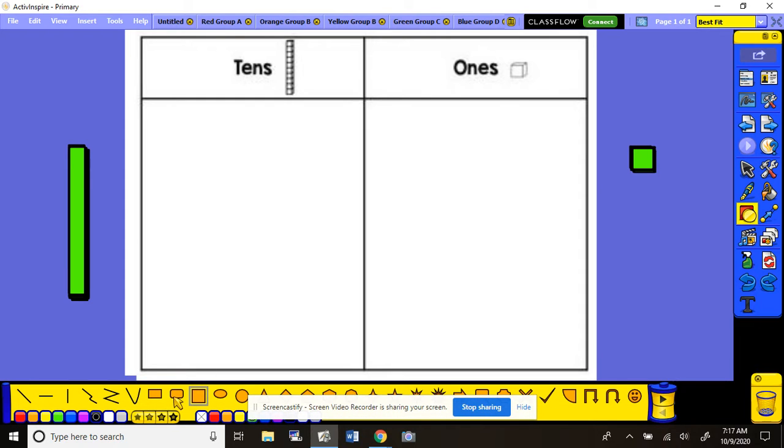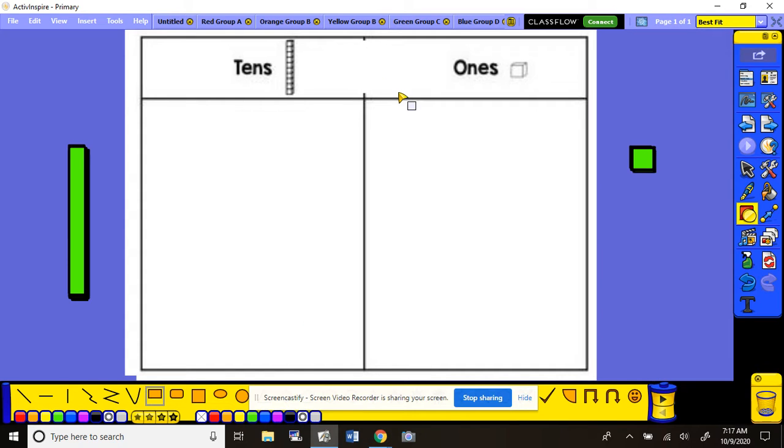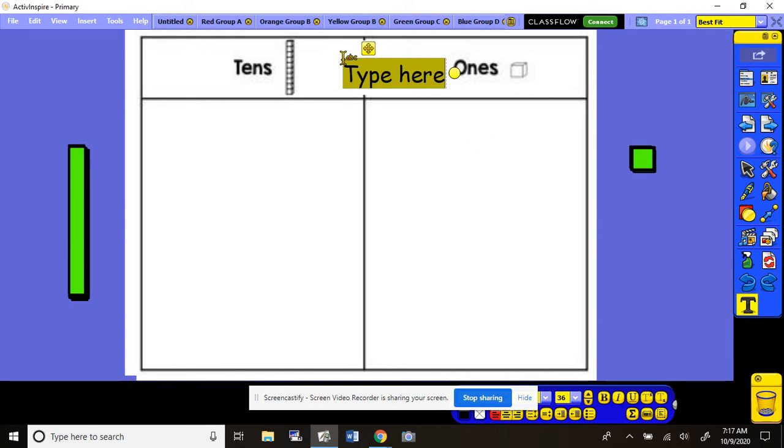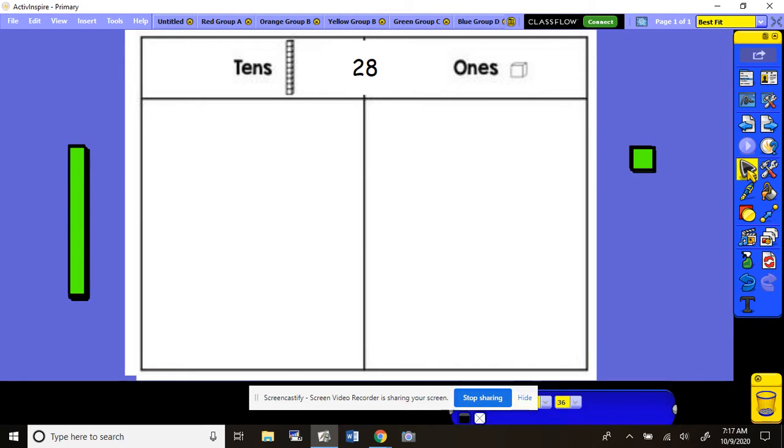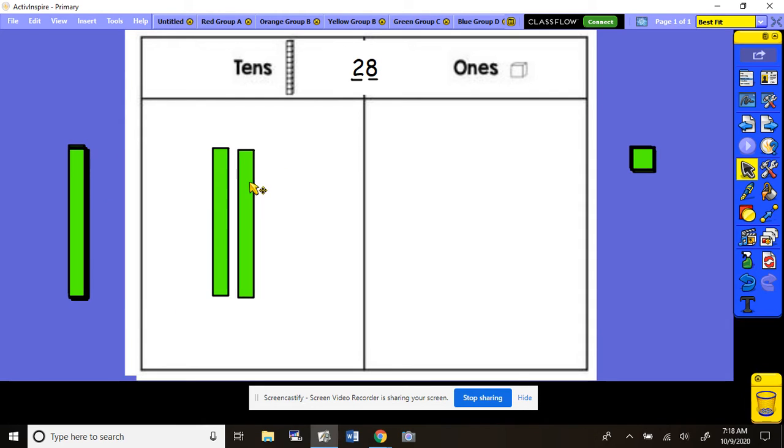I'm going to make a box up here so that I can type a number in and you can see it. So let's start with the number 28. Let's just show the number 28 on our place value map. So let's think about this. The number 28 has two digits. It has a tens place and a ones place. So how many tens do I need to show this number? I need two tens. There are two tens in the number 28. And how many ones? I need 8 ones.